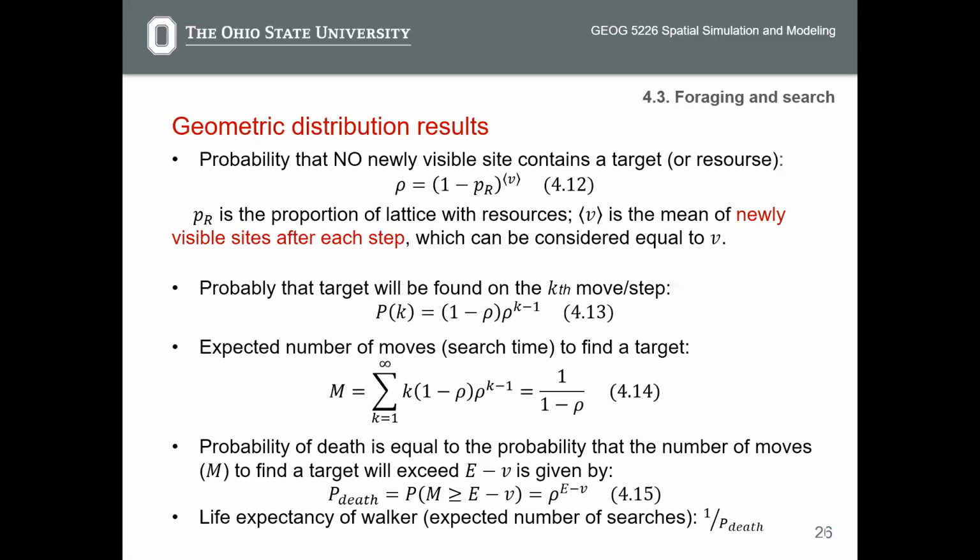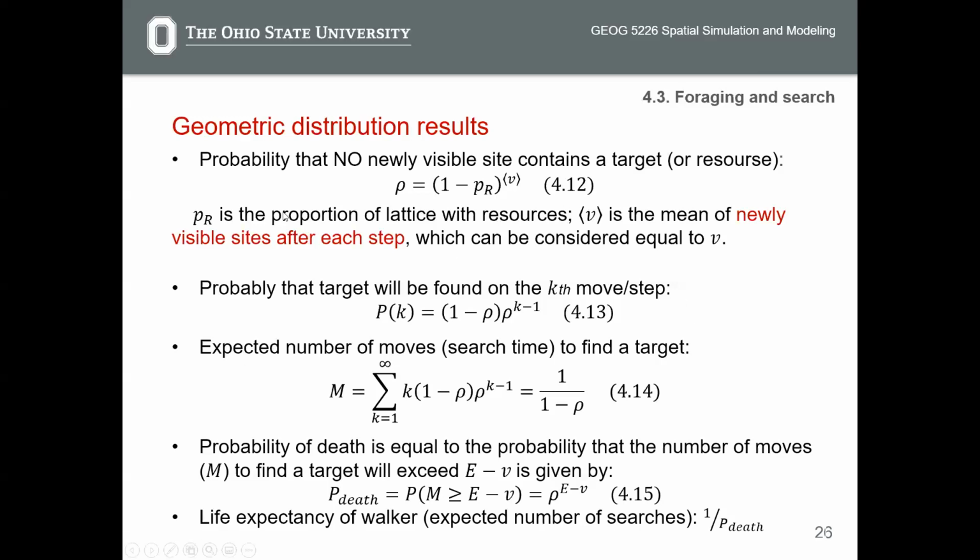Let's just assume that currently the walker has enough energy to get to the cell with the food, okay? And it gets there. Then this is a search. A search must contain a successful finding and getting of food. Okay, so that's called the life expectancy of the walker.